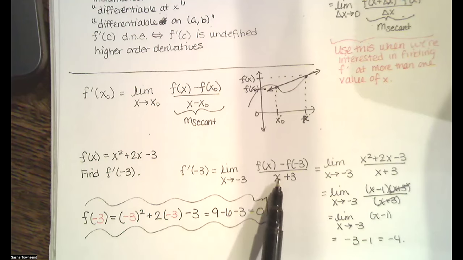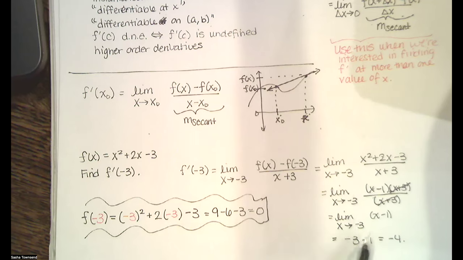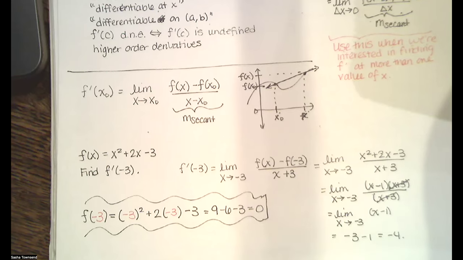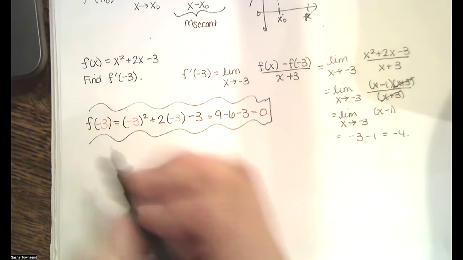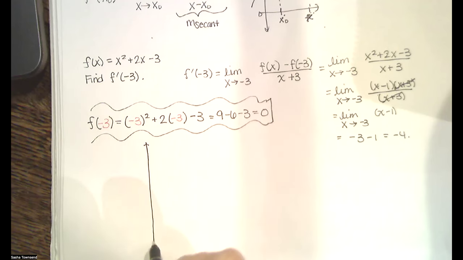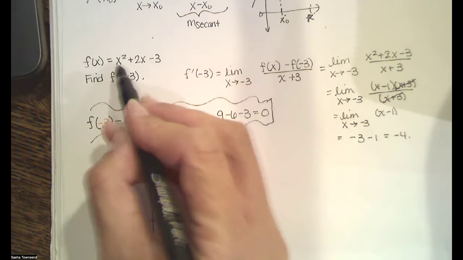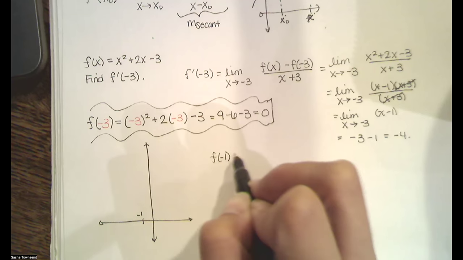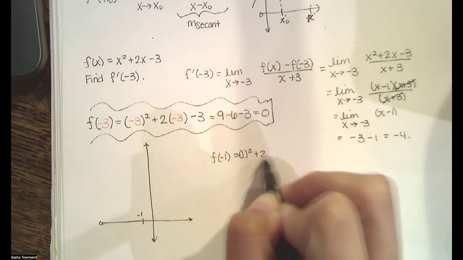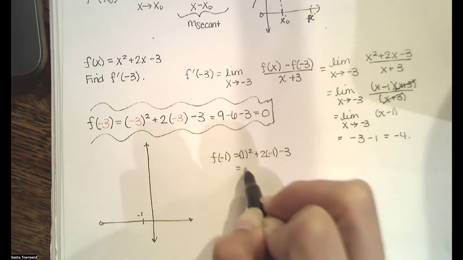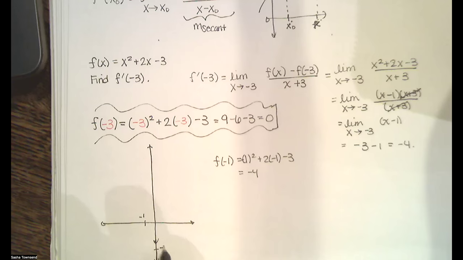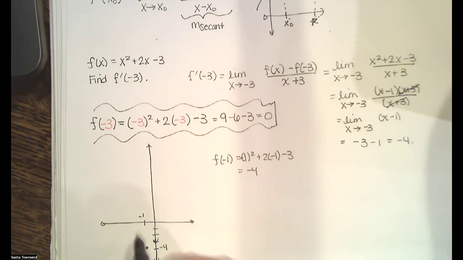And then letting that second point, x, f of x, approach the first point. It turns out that as that second point approaches the first point, the slope approaches negative 4. So visually, again, we can graph this parabola. We've done it before. When x equals negative 1, f of negative 1 is negative 1 squared plus 2 times negative 1 minus 3, so that was negative 4. We did that in the last video. And then at negative 3, our function value is 0.